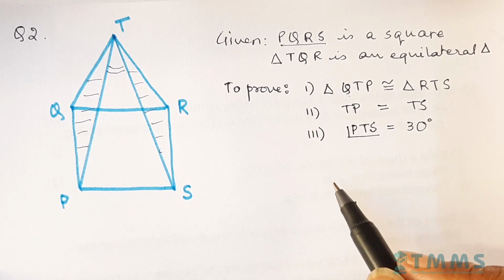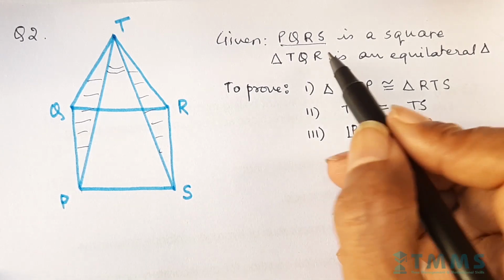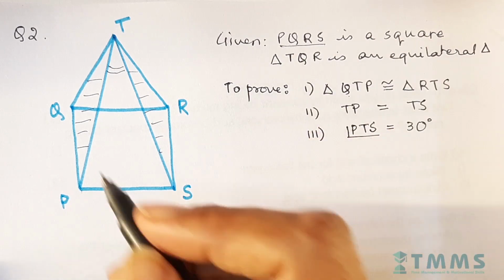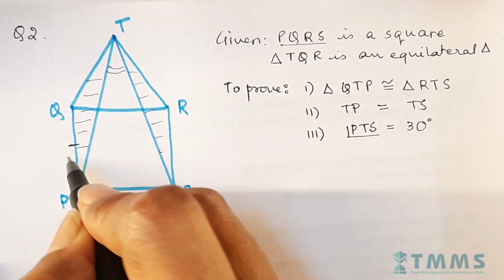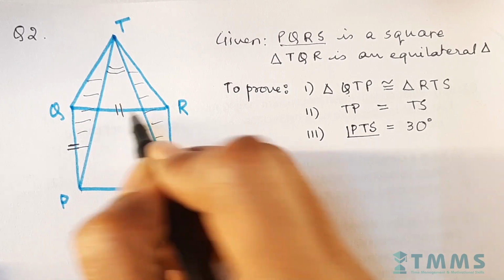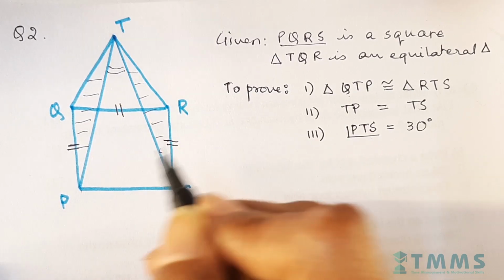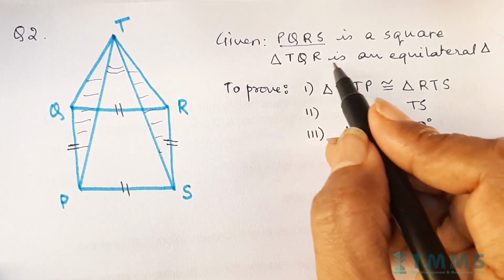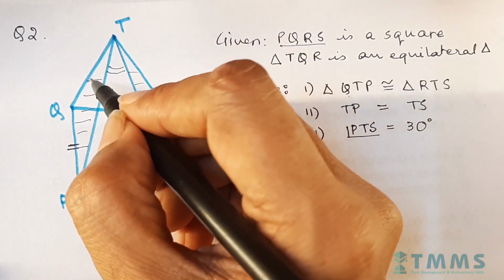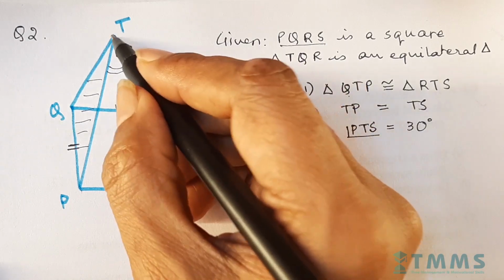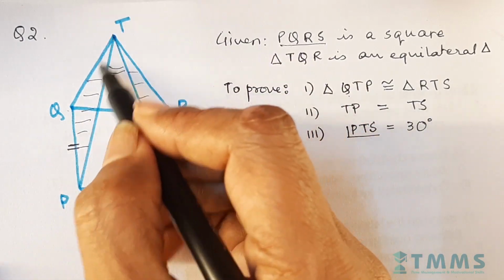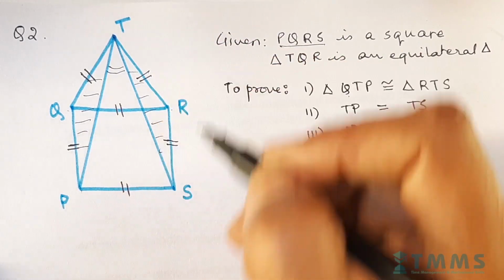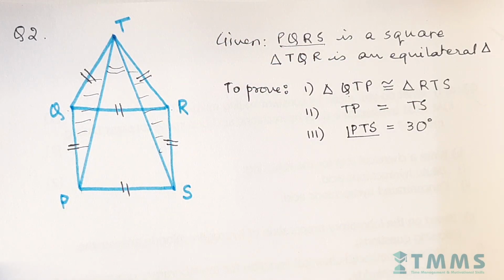Now, in order to prove this, we have to first look at the facts that are given. If PQRS is a square, PQ will be equal to QR, will be equal to RS, will be equal to PS. And if TQR is an equilateral triangle, then QR and TQ and TR are going to be equal. So we write just that.